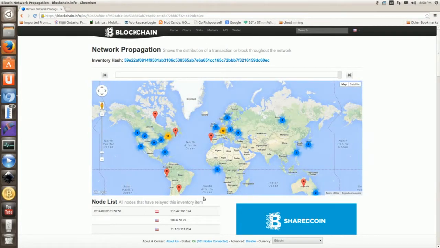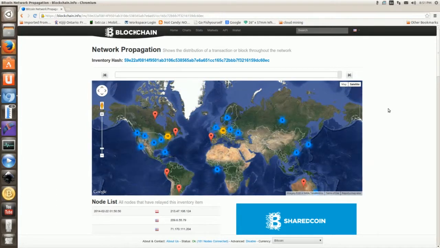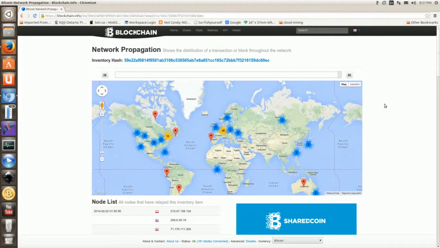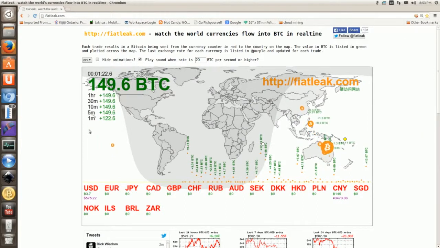This transaction just happened less than a minute ago. All these nodes have already recorded this transaction. It's written on all of their drives. You can see it in satellite view. You can see it in terrain view, so you'll know if your Bitcoins are on the other side of a mountain. There's just eye candy and data here galore.